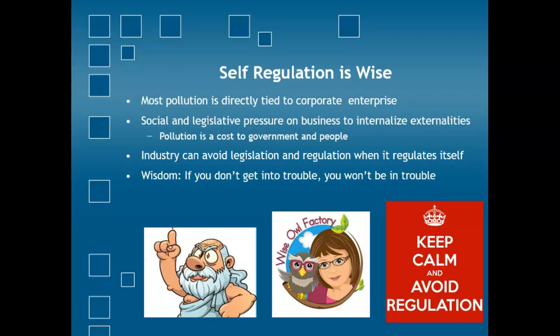So the next thing is that there's social and legislative pressure on business to internalize their externalities. In other words, they should pay for the problems that they create. So things like waste, right? Garbage, you and I pay for that. Recycling systems, if they're weak, you and I pay for that, but they're the ones who made the initial problem. So internalizing the externality means they pay for the problem.